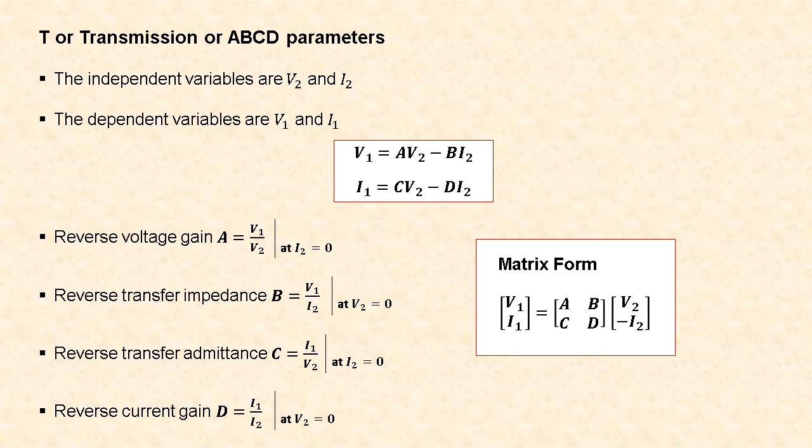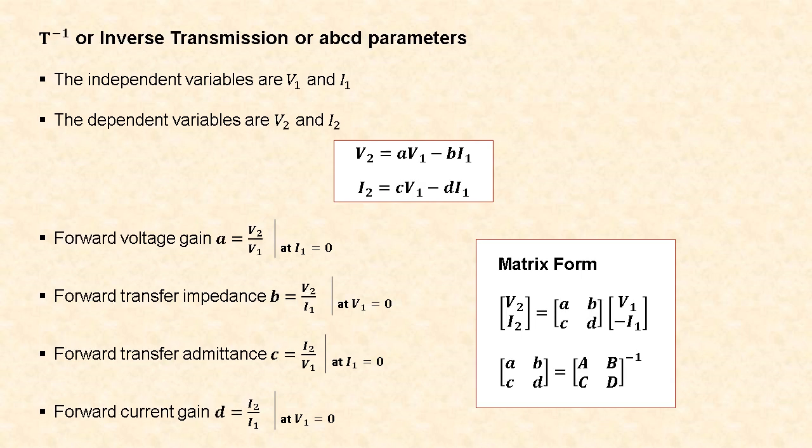Here A is called the reverse voltage gain and it is given by V1 by V2 at I2 equal to 0. And B is called the reverse transfer impedance and it is given by V1 by I2 at V2 equal to 0. And C is called the reverse transfer admittance and it is given by I1 by V2 at I2 equal to 0. And D is called the reverse current gain and it is given by I1 by I2 at V2 equal to 0. The matrix form of the equations is shown here.